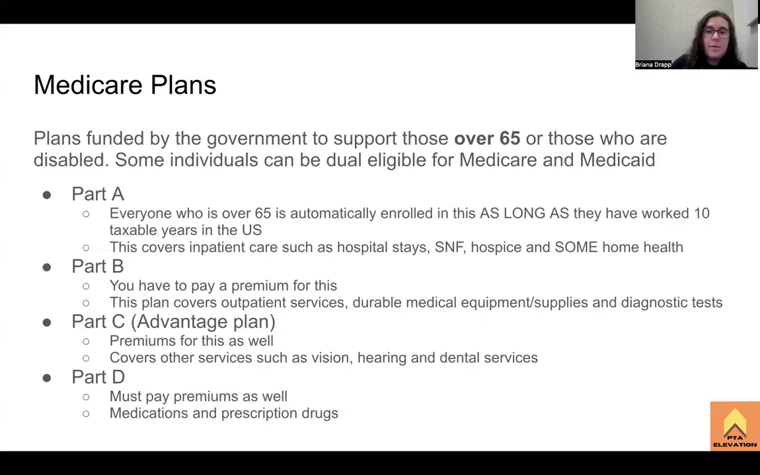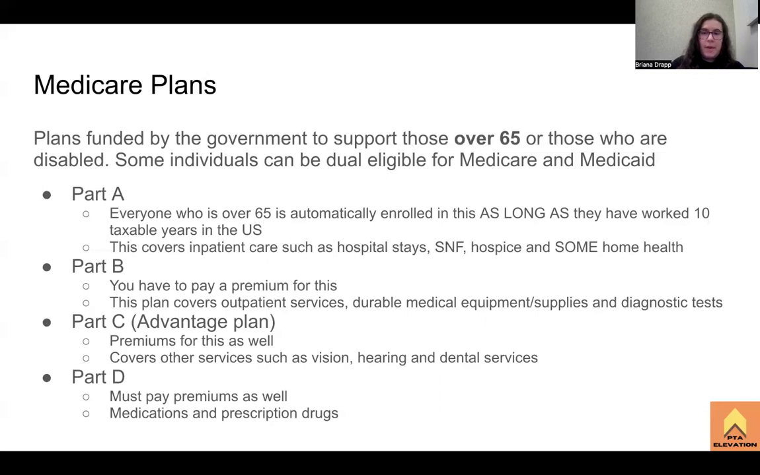And then anybody, basically, as long as you've worked, you get enrolled in Part A. So Part A will cover hospital stays, skilled nursing for certain periods of time. Sometimes there's a cap on how long they can stay, like maybe it's 100 days. It depends on what Medicare feels like that year, but it's different per year. Hospice services, and then some home health. Home health can sometimes be billed under Part B, which you have to enroll in. So everybody automatically gets A, but not everybody can get the rest of them.